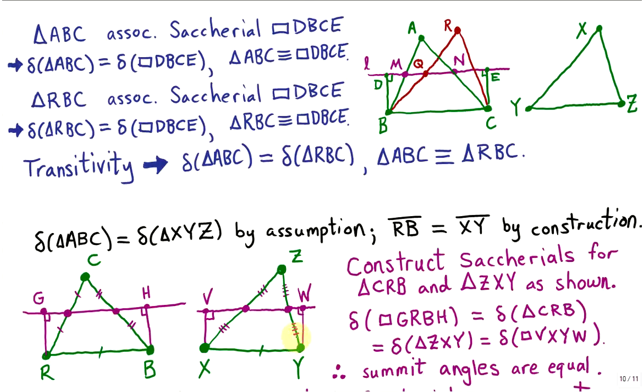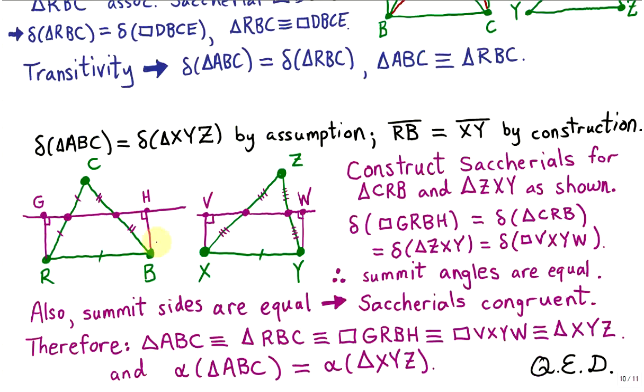But since the angle deficits are equal and the summit angles within a secarial are equal, it implies that, well, everything's equal. So we have equal summit angles between the two secarials, and also we have equal summit sides. RB is equal to XY. Well, we proved earlier that that's enough to conclude in hyperbolic geometry that these two secarials are in fact congruent. Two polygons which are congruent are clearly equivalent by dissection.